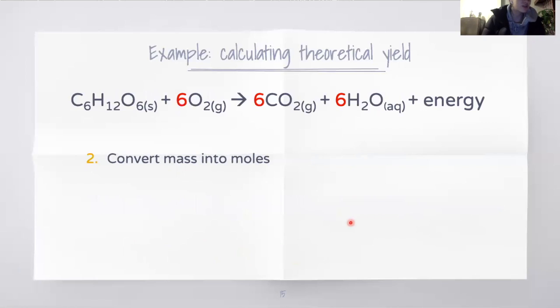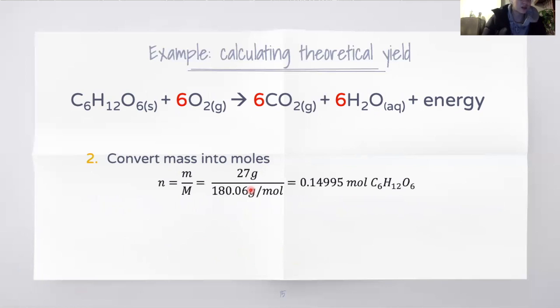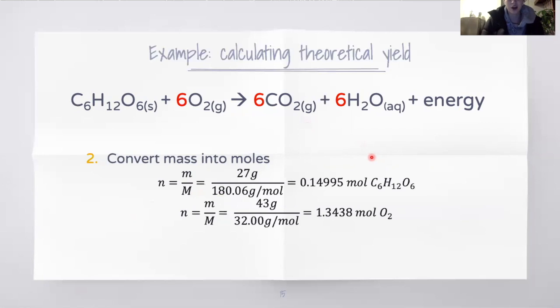The second step is to convert our given masses into moles. We can't really do anything with the mass, so converting it into moles is crucial in order to go on with the experiment. Using our formula of moles equals mass over molar mass, we can substitute the values in for each compound. The molar mass can be found using the elements on the periodic table and multiplied by how much of each element is present in the compound.